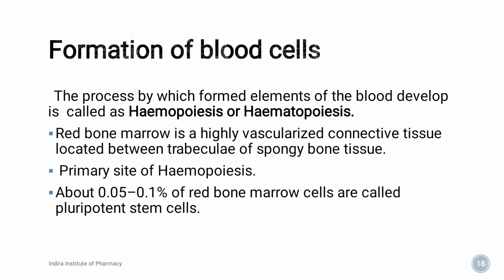So it is a process by which the formed elements of the blood develop, and it is called hemopoiesis, or it is also called hematopoiesis. So the process by which these formed elements, which include WBCs, RBCs, and platelets, are formed is called hemopoiesis.